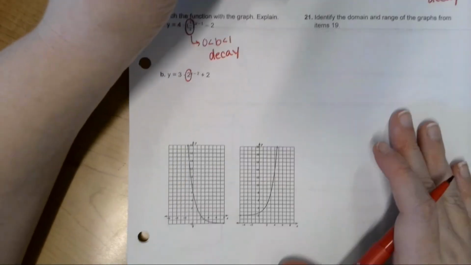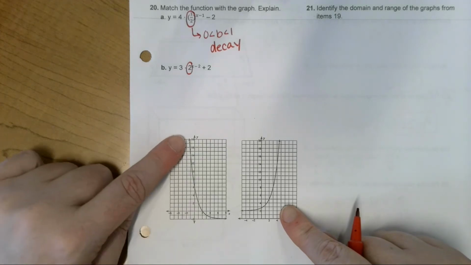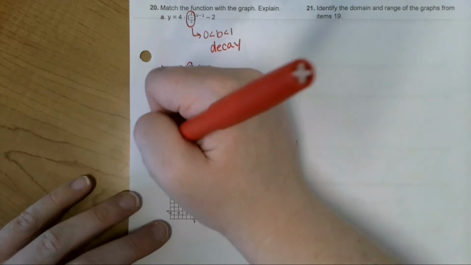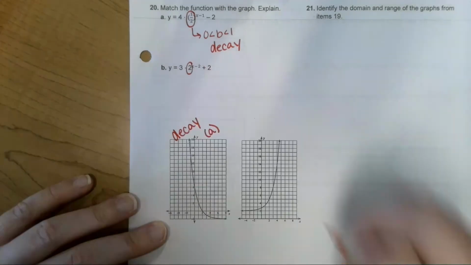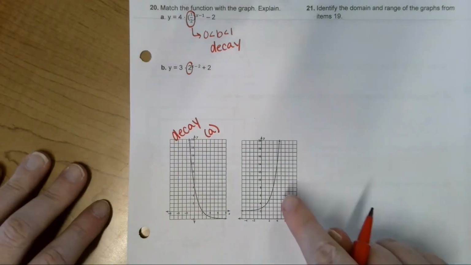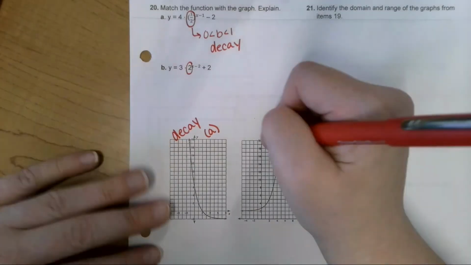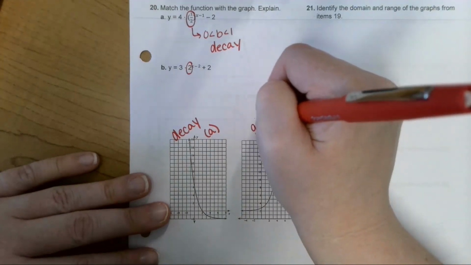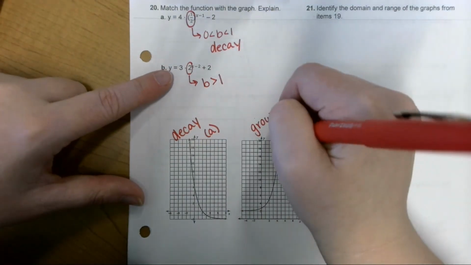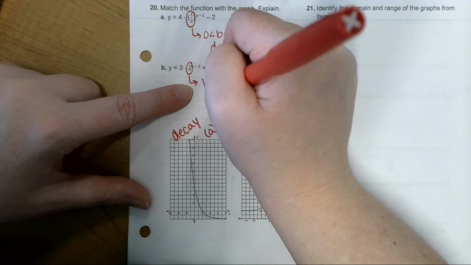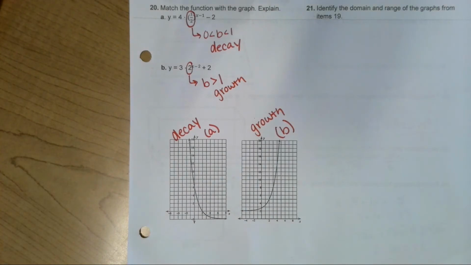So if I look here, one of these is growth and one of these is decay. For it to be decay, it has to decrease from left to right. So this is decay. It matches with graph, or it matches with function A. This one increases from left to right, so this is exponential growth. If I look, my b value is greater than 1. So that means this is growth, which means this matches with function b. Okay.